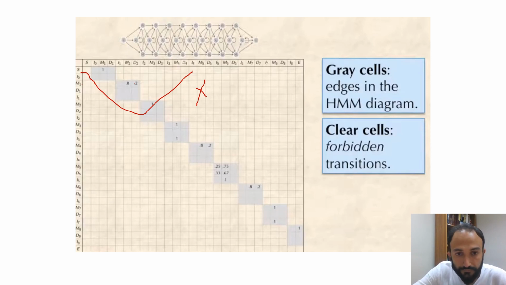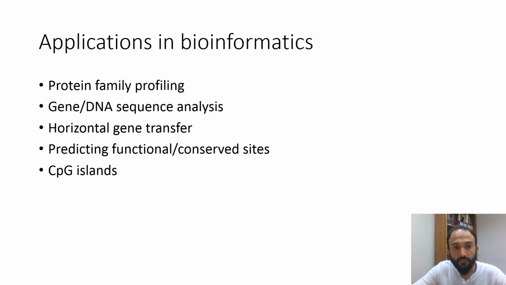And lastly, you know that there are a lot of different applications in bioinformatics for predicting protein profiles, gene or DNA sequence analysis, horizontal gene transfer, predicting the conserved sites in a protein sequence, and the repeated CpG islands in a genomic region. These are different bioinformatics or molecular biology applications where these HMM concepts can be used to find a potential protein family, any potential horizontal gene transfer, or to predict a new conserved site for protein sequences.